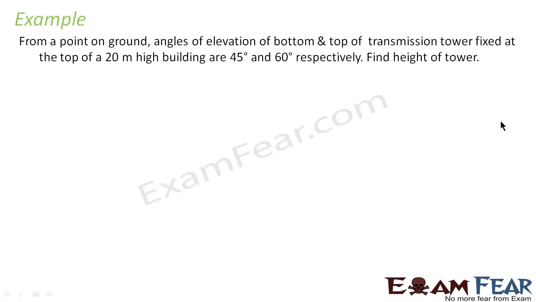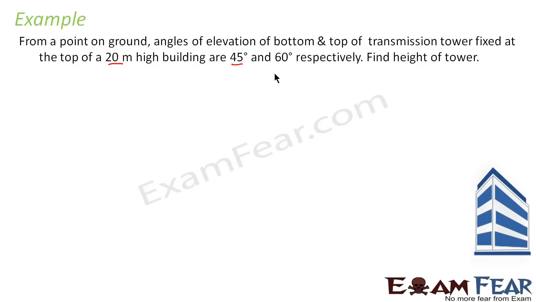Let's take one example. From a point on the ground, the angle of elevation of the bottom and the top of the transmission tower fixed at the top of the building, 20 meter high building, are 45 and 60 degree. We have to find the height of the top. So let's try to solve this question. This is the building. On this building we have this tower, correct? And there is a point on the ground.